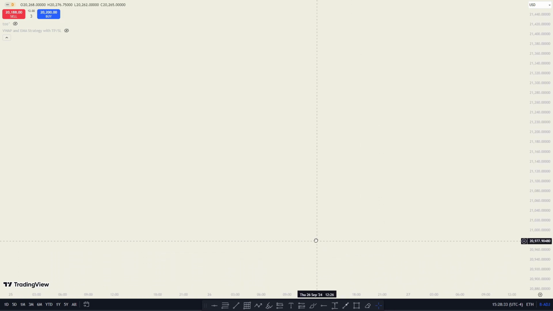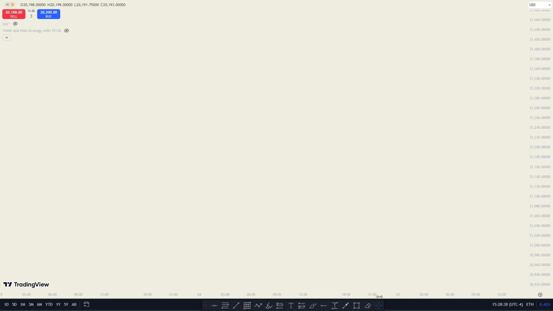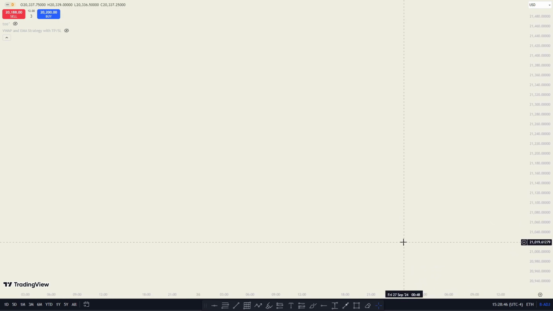There are also a couple of ways of identifying low probability conditions, but they will not appear that often, and I simply don't use them. So if I don't use them, I will not teach them.